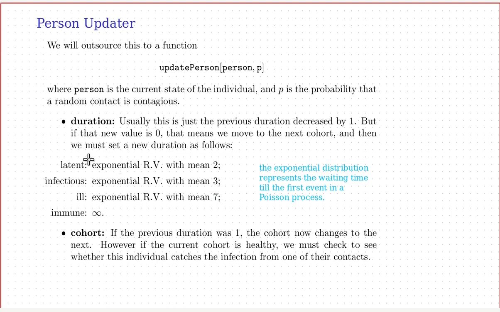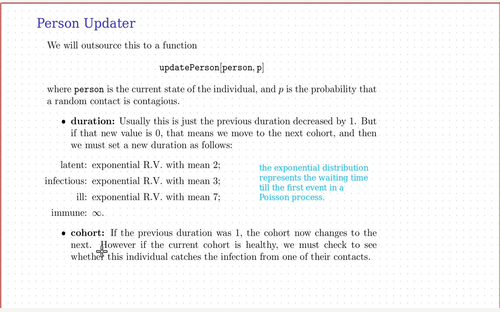There are other distributions you can use. There's also something called the gamma distribution, which is closely related. It represents the waiting time until the second or the third event in a Poisson process. In some cases, those might be more appropriate, but we'll just keep things simple, so I'll just use the exponential distribution. And then we also occasionally have to update the cohort that the person belongs to. As I said, if a person has just come to the end of their time in one cohort, then they're starting on the next cohort, the next stage of the illness.